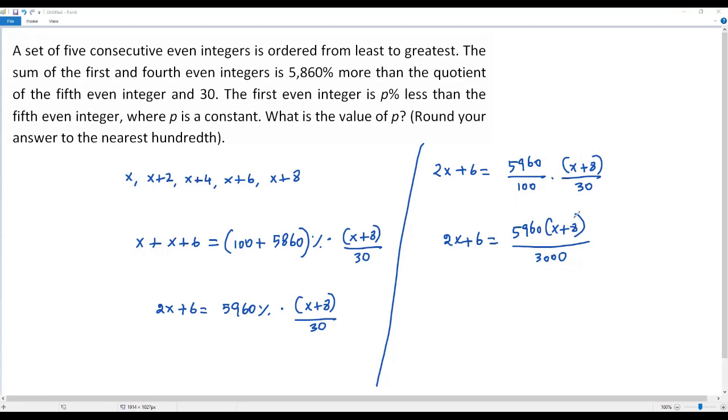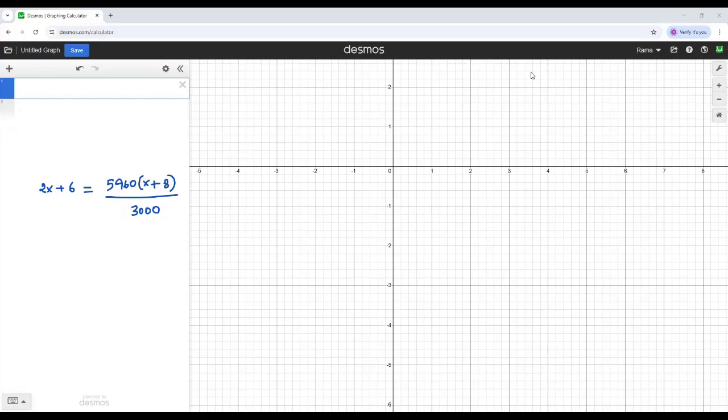I think we can use the Desmos graphing calculator to solve for x in this one. Now let's go to Desmos. Here we have the Desmos graphing calculator. Let me give the equation as input: 2x + 6 equals 5960 times (x + 8) divided by 3000. Here in the equation, the unknown is x. Since the unknown is x, in the graph we have to consider the x-intercept to get a solution for this equation. That is the value for x.